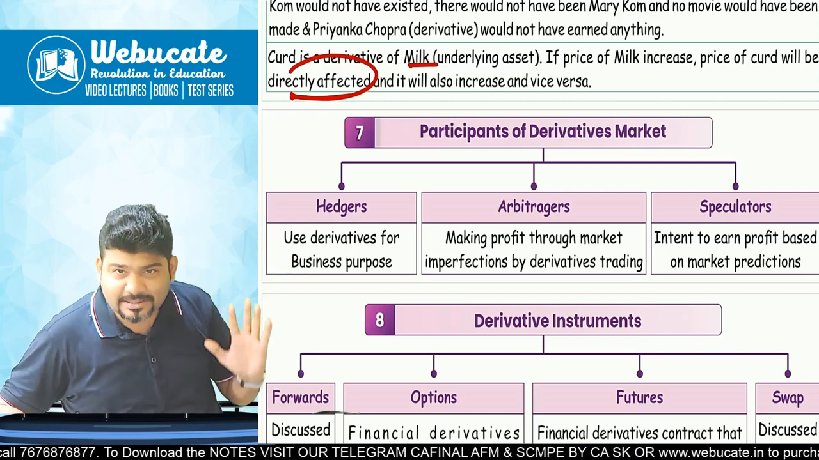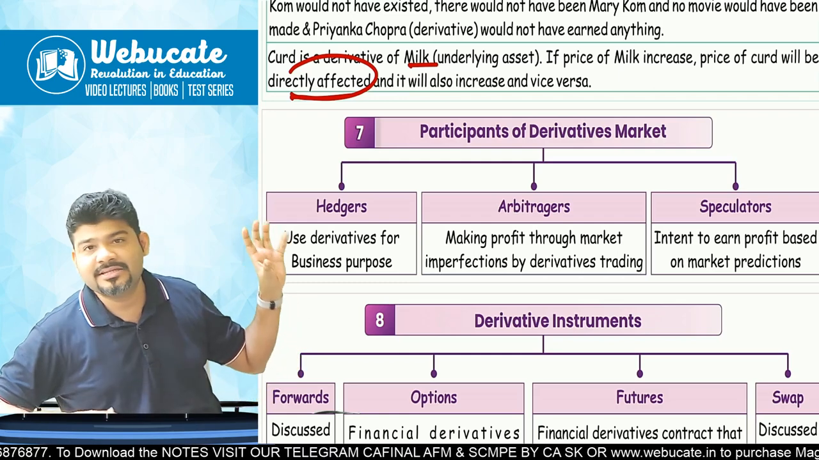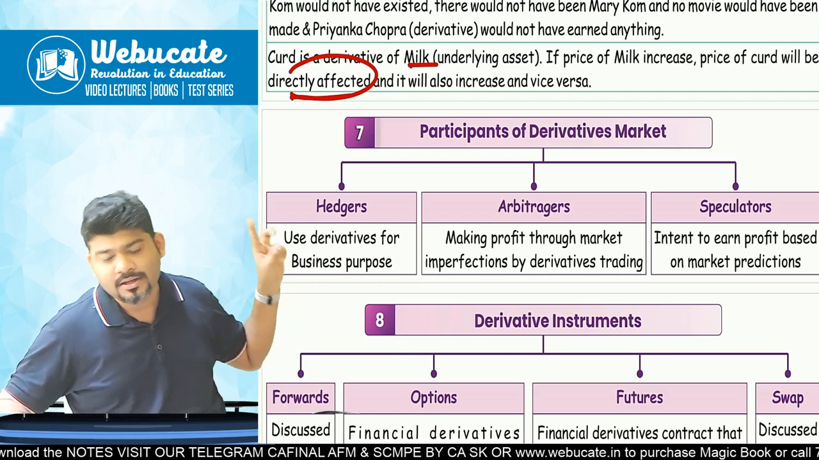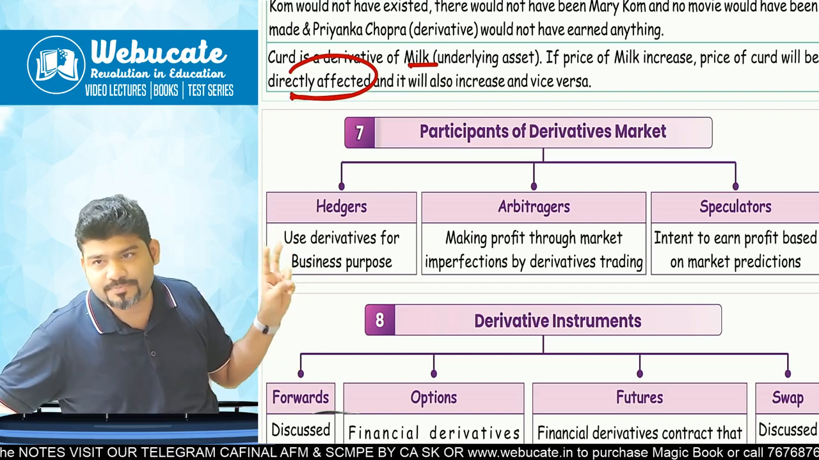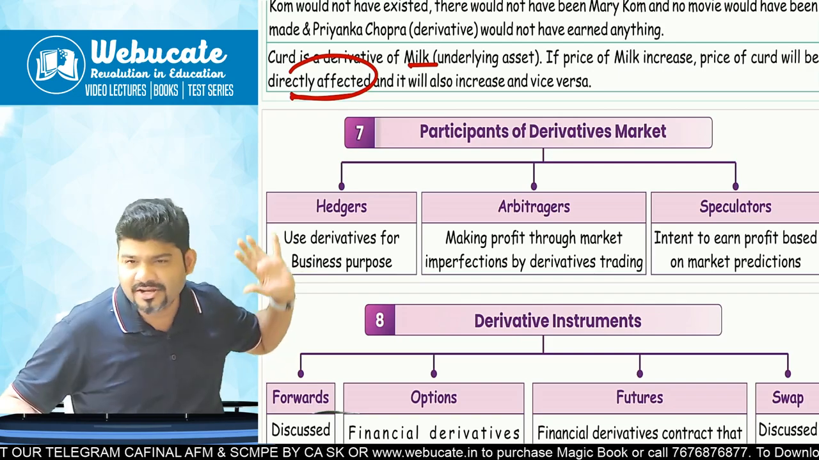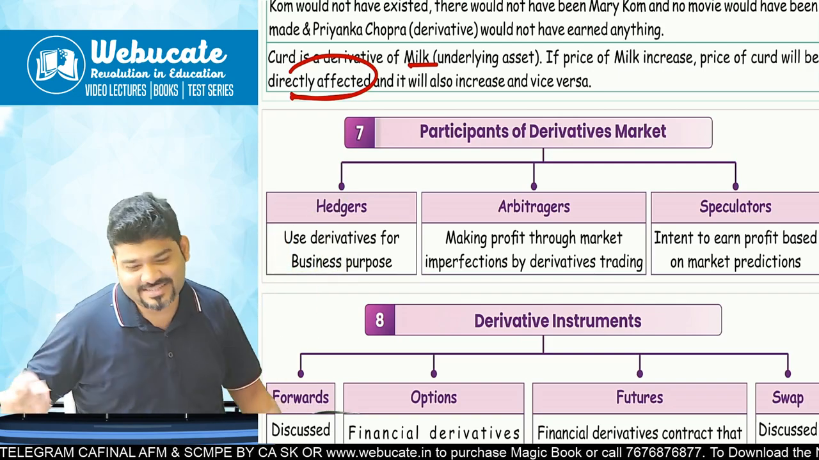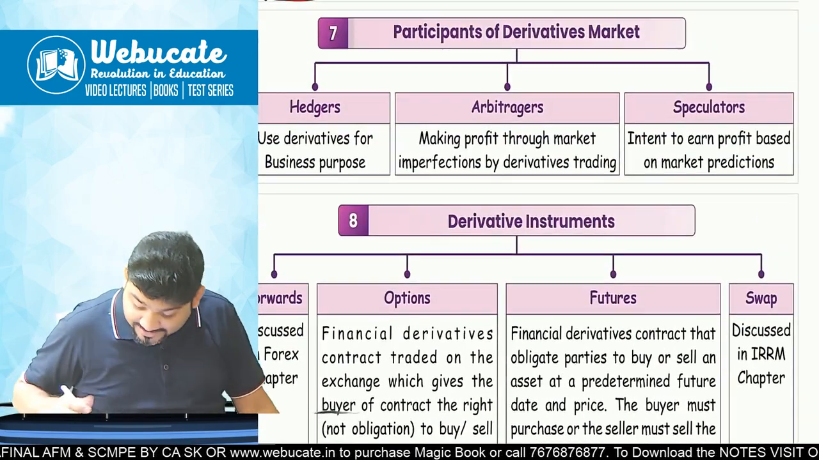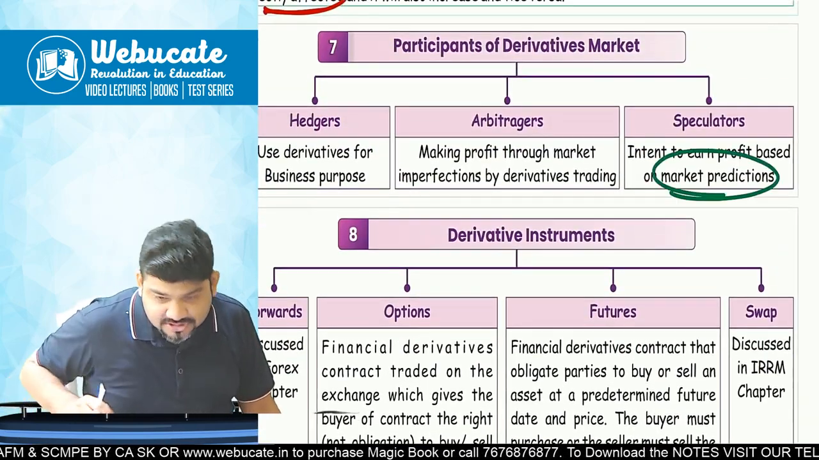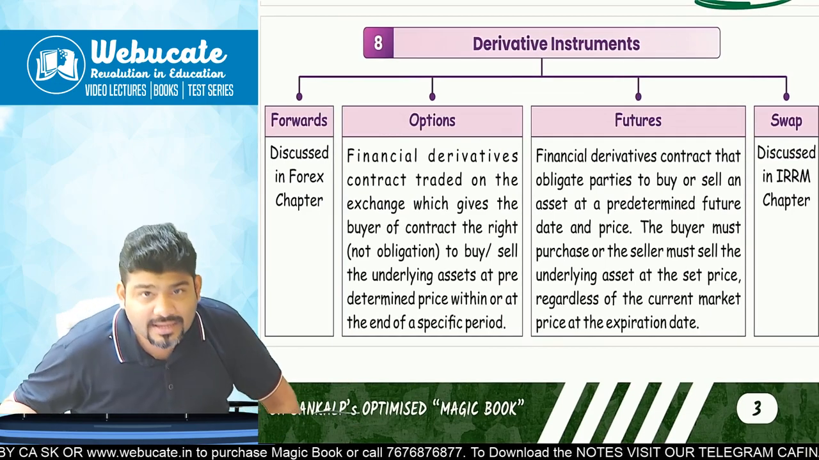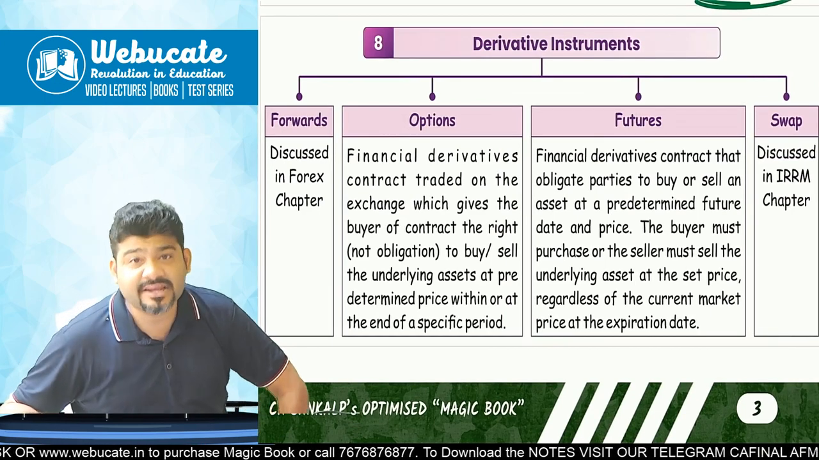It comes in the examination. That's the reason I explained it to you in detail. So who is a hedger? A hedger will use it for business purposes. An arbitrager will see a riskless profit opportunity and start. And a speculator is one who just speculates and tries to earn profit based on his market predictions. Gotcha, everybody? Yes, sir. Then we have the next thing, and that is called derivative instruments.